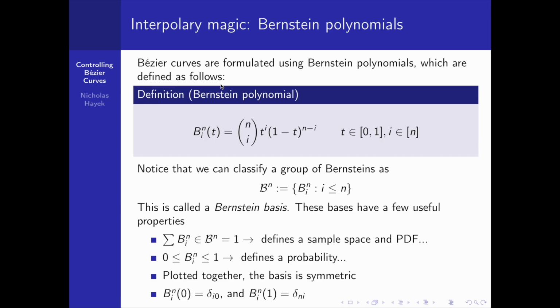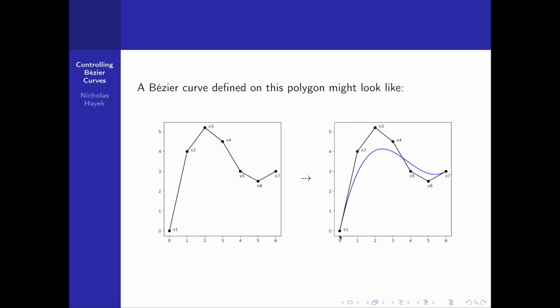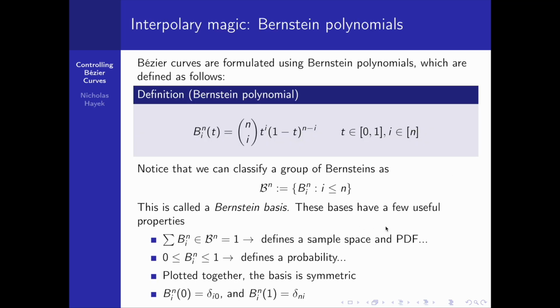And last but not least, what we observed in the beginning is that these Beziers map the endpoints of a control polygon exactly, and that is rooted in this property, in that at 0 and 1, these Bernstein polynomials are just Kronecker delta functions. So they are 1 at I equals 0 and 0 otherwise at t equals 0, and they're 1 at I equals n at t equals 1 and 0 otherwise.